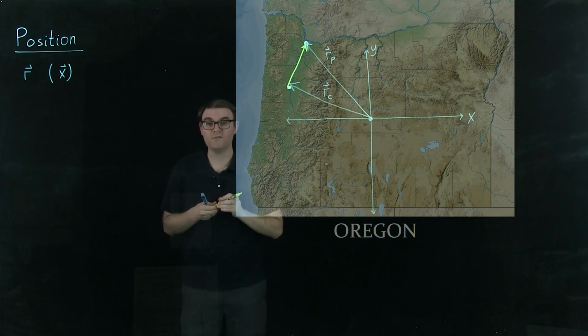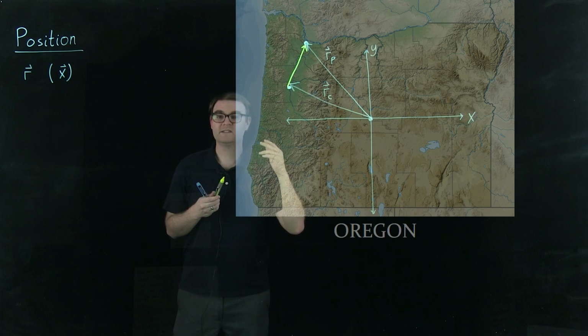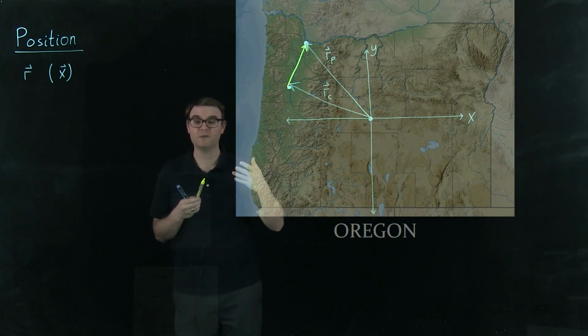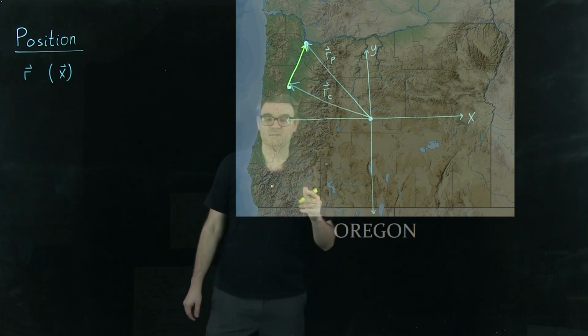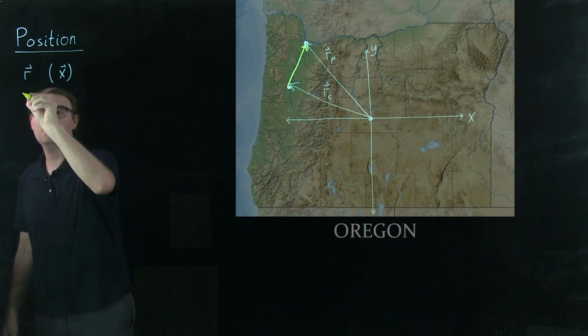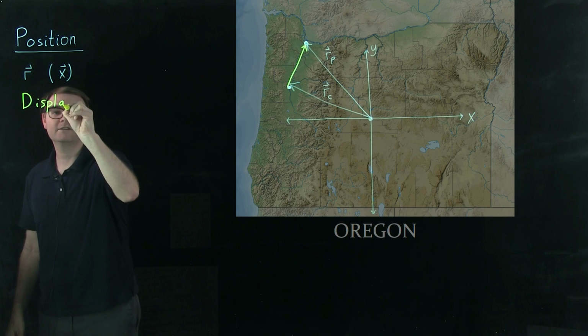And that is a different vector. It's no longer a position vector because it's telling me something about the change in position or the difference in position from one place to another. So I might decide to come over here and give a new name here, and I would call this the displacement vector.